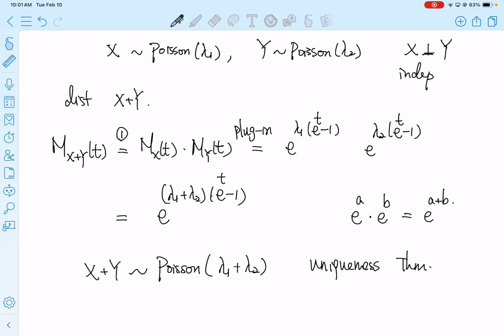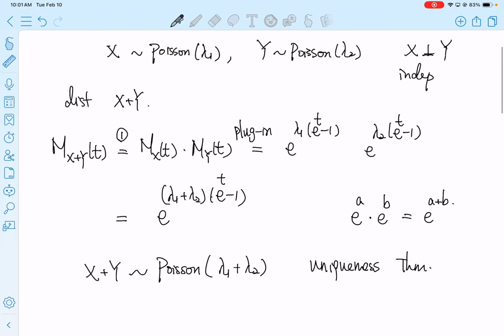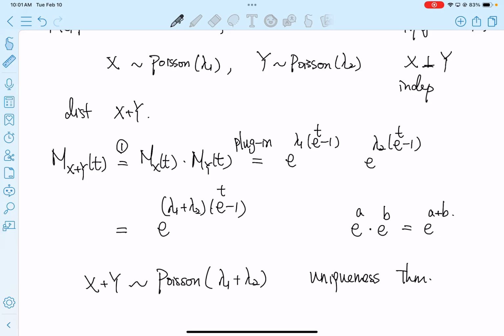If you can recognize the formula of the moment-generating function, then you can claim that the distribution of the new random variable follows the known distribution. In our case, it's the Poisson distribution. Any question up to this point?